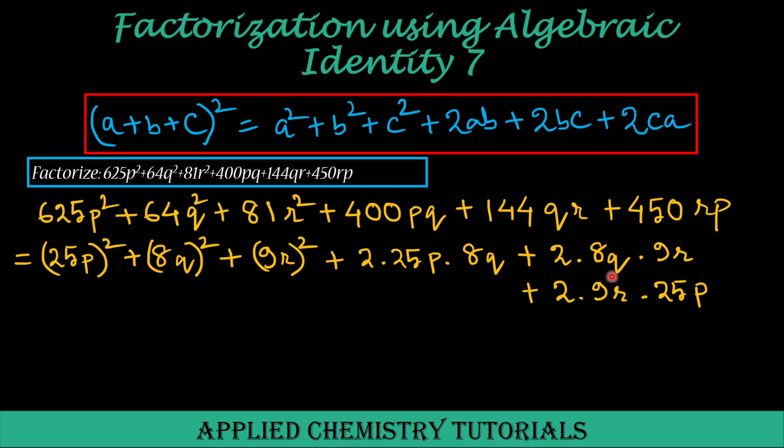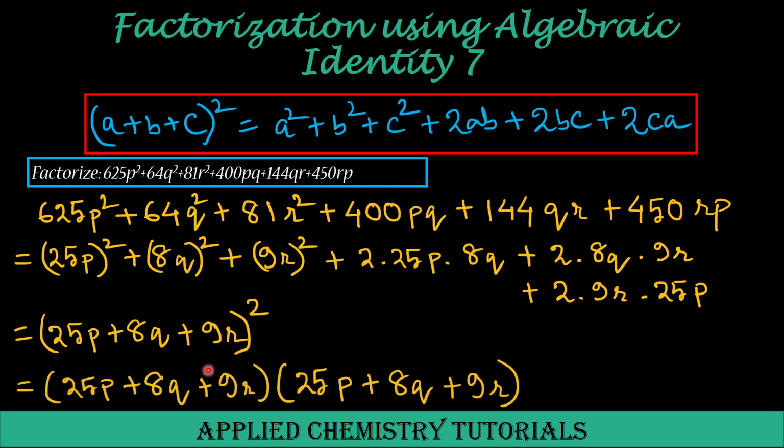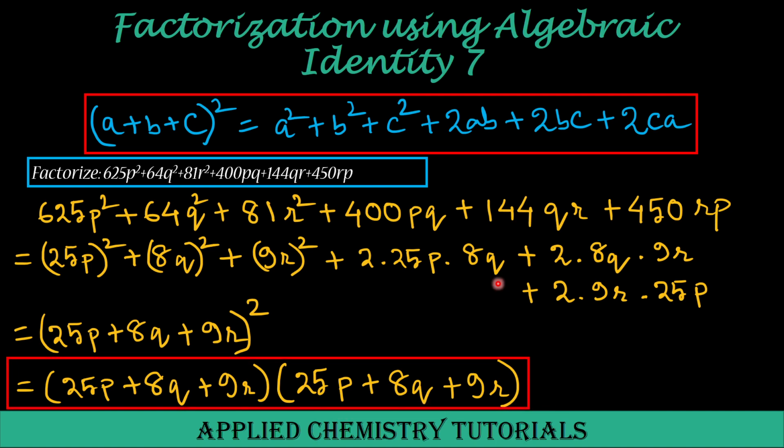So here clearly this is similar to a square plus b square plus c square plus 2ab plus 2bc plus 2ca, where a equals 25p, b equals 8q, and c equals 9r. So we can rewrite it as (25p plus 8q plus 9r) whole square, and further we can rewrite it as (25p plus 8q plus 9r) multiplied by (25p plus 8q plus 9r). So this is the factorized form of the given algebraic expression here.